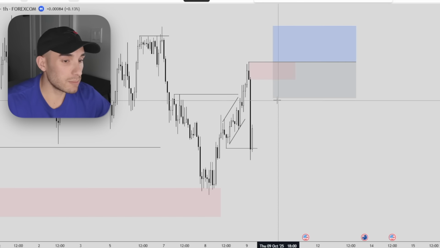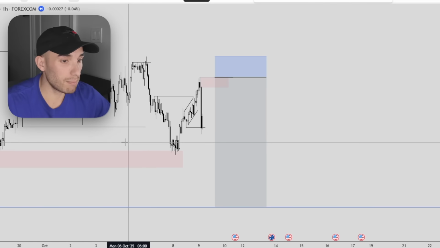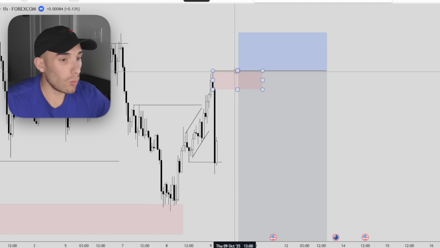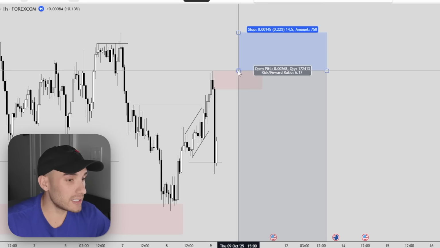Okay, we're going to talk about this in a moment. I'm going to drag my target to the target we've already determined, we've been talking about. Just there, perfect. Two things we're going to talk about here. Why are we entering here? Why is our stop loss covering here? Okay, number 1, why are we entering here?